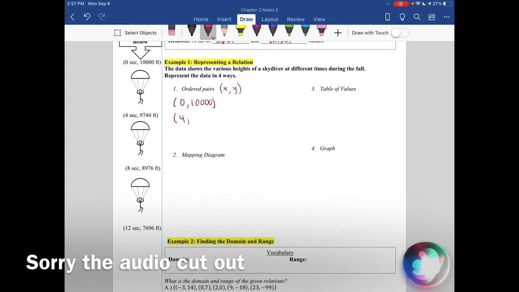The second would be (4, 9,744). Then (8, 8,976). And then the last one is (12, 7,696).